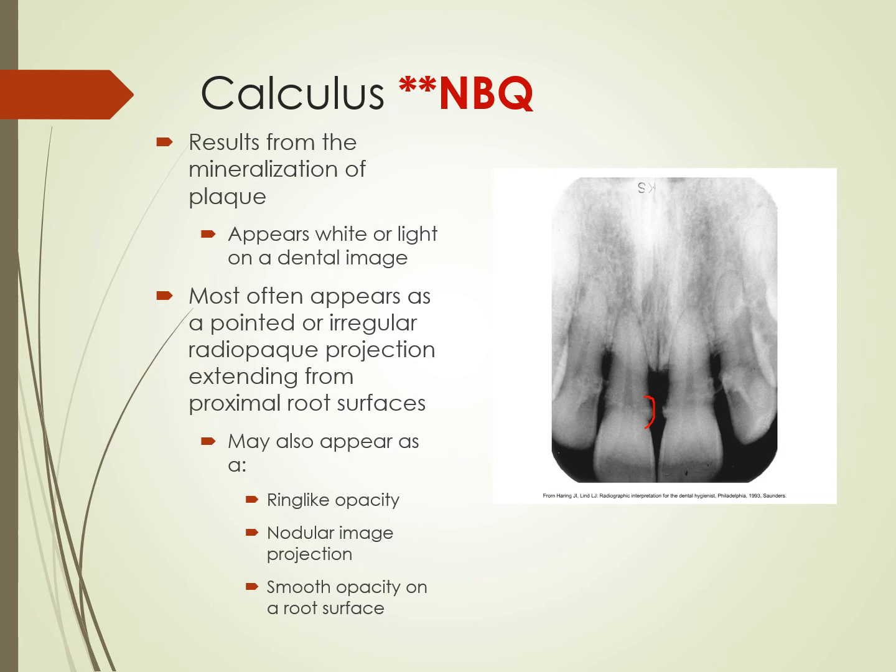It can be a ring-like radiopacity, so you can see sometimes it's like this little ring going around the tooth. Sometimes it's a nodular image projection, like what we see here. These are kind of more nodular. And then sometimes it could even be a smooth opacity on a root surface. Sometimes it'll be burnished, right?